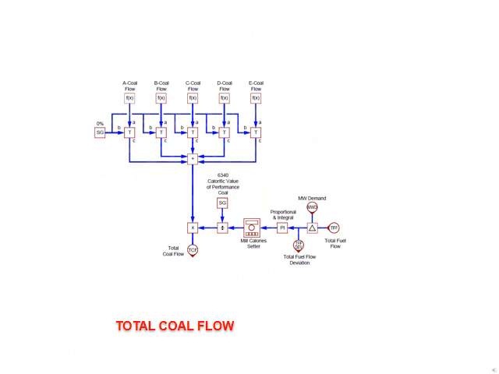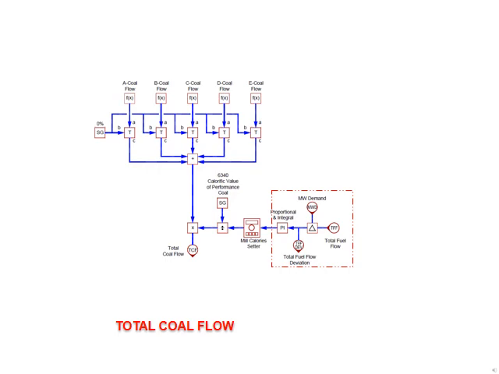And this is the total coal flow diagram. The coal feeder speeds are added together to give the actual total coal flow. For any feeders out of service, a zero signal is substituted. The total fuel flow value is compared to the megawatt demand signal.